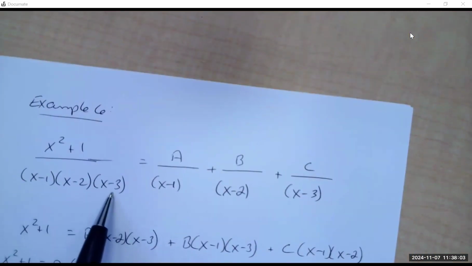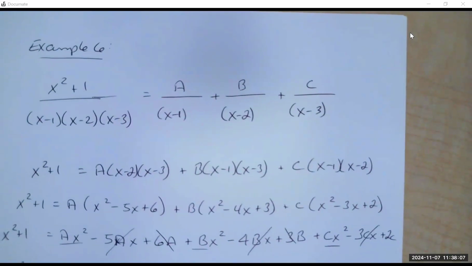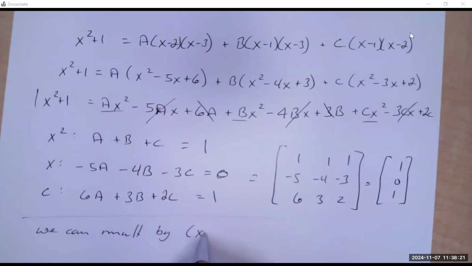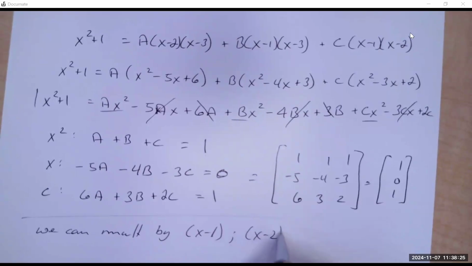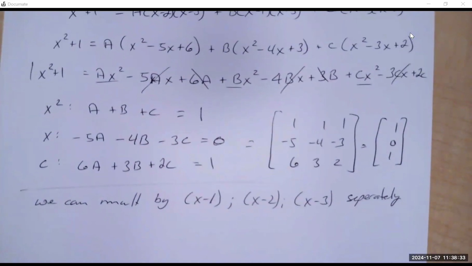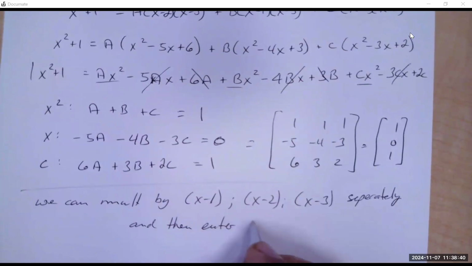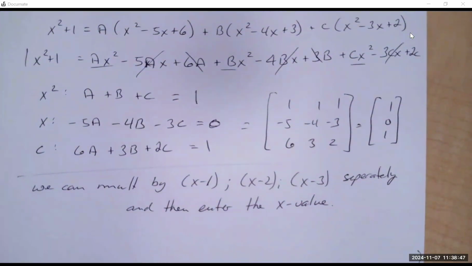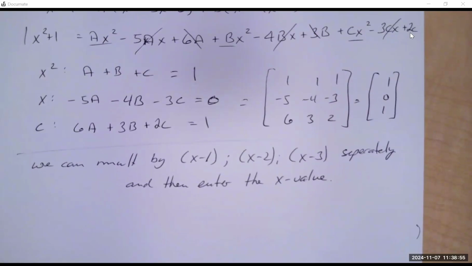Because we have individual linear factors on the denominator, and it's a proper fraction, we can multiply by x minus 1, x minus 2, x minus 3 separately, and then enter the x values. Let me show you what I mean.